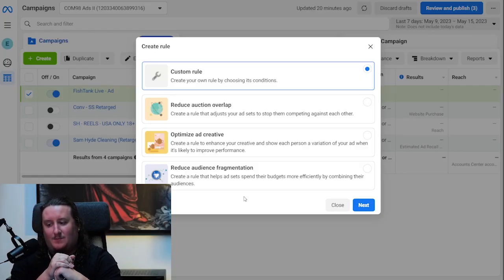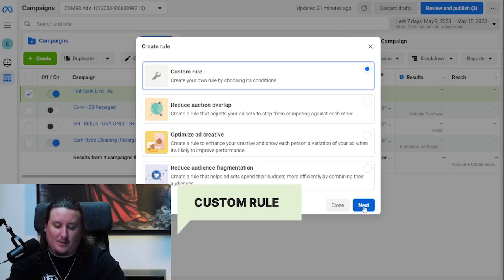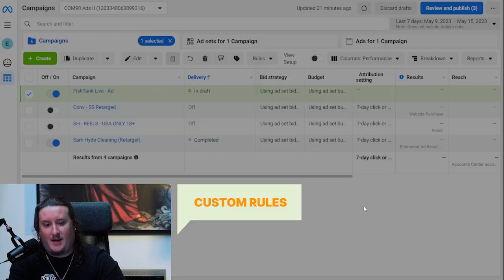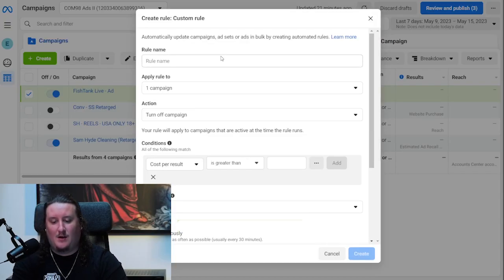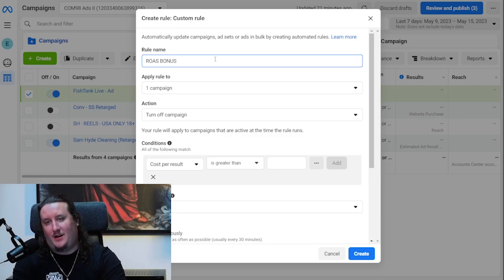Think of these rule sets as just helping you prevent the loss of money. Now, custom rules, this is where we get our hands dirty, okay? The most famous rule name that I use is ROAS bonus. Think of it like slots, right? You're playing slots, you hit a bonus, what happens? You have more odds and more chances to win that jackpot. Think about it in the same context for a second, okay?